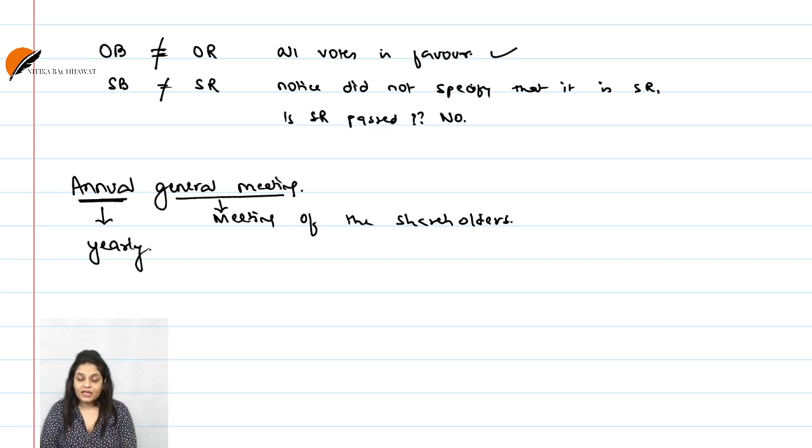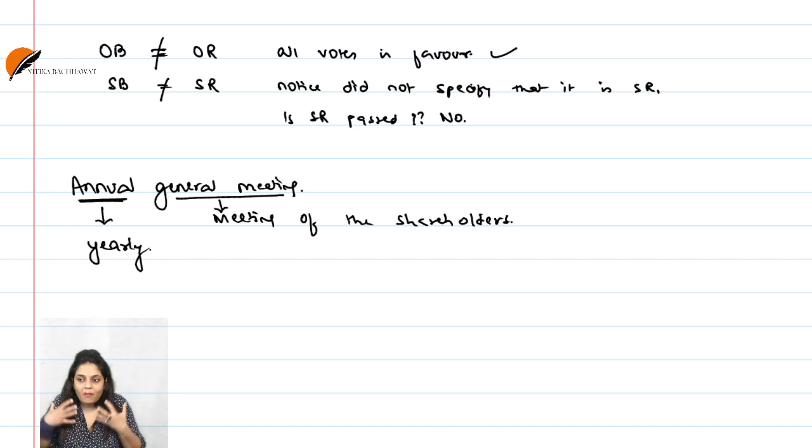So as the name itself suggests, annual general meeting means a meeting which is held yearly by the company. See, the whole concept is that the shareholders do not take part in the day-to-day management of the company. That is done by the board of directors. Now I am a member, I have invested money, but I don't have any management rights. They are with the board of directors.